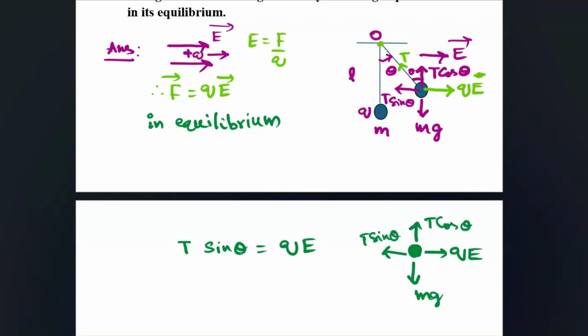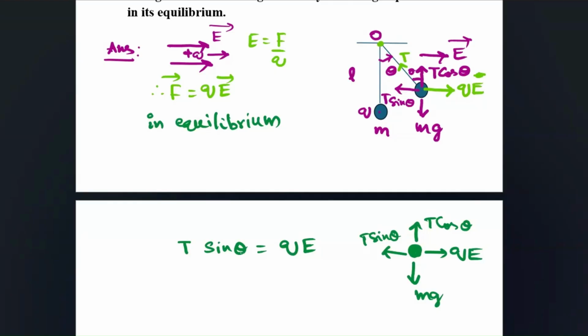When the bob is in equilibrium, it is moved up to some height, making some angle theta with the vertical about a fixed point O, and it comes to rest because we are continuously applying the electric field. That theta we should find out. When it comes to rest, all the forces acting on it balance each other. So T sin theta equals QE.